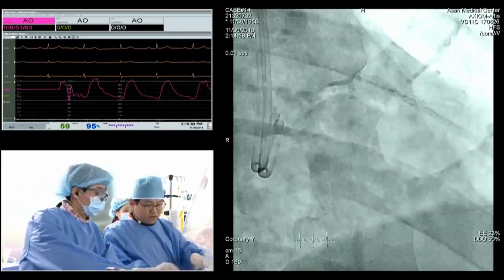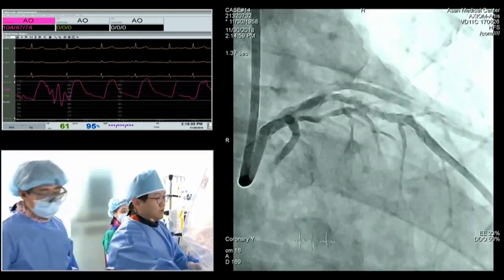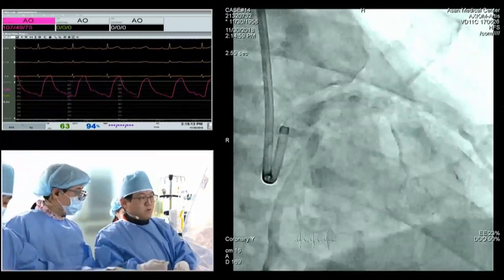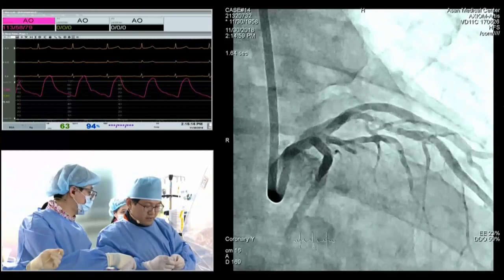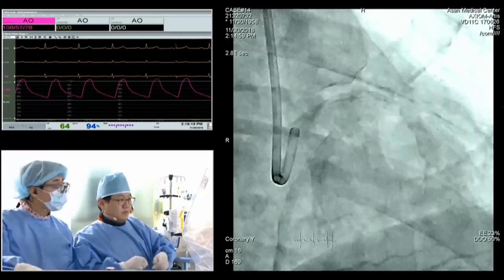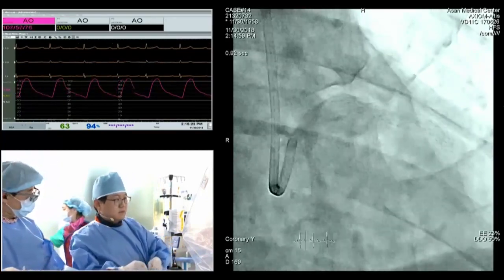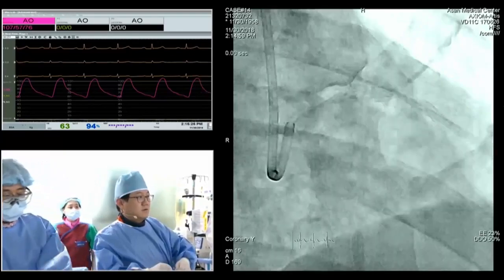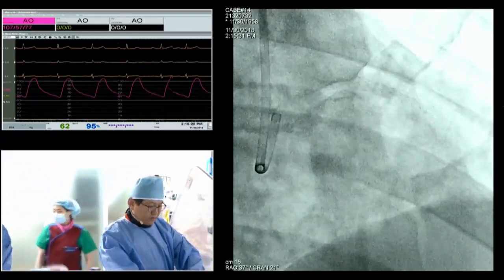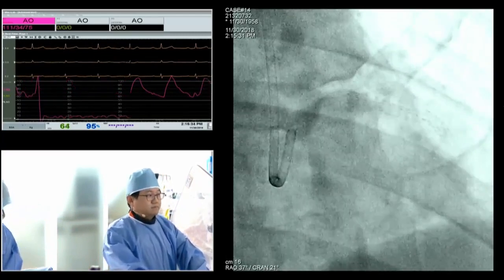I think there is no further rotablation option, so I'd like to change the wire to a conventional wire, and then apply the scoring balloon. And finally, DEB is my plan. Do you have any comment? High pressure inflation, yes, using the scoring balloon first and then high pressure inflation.